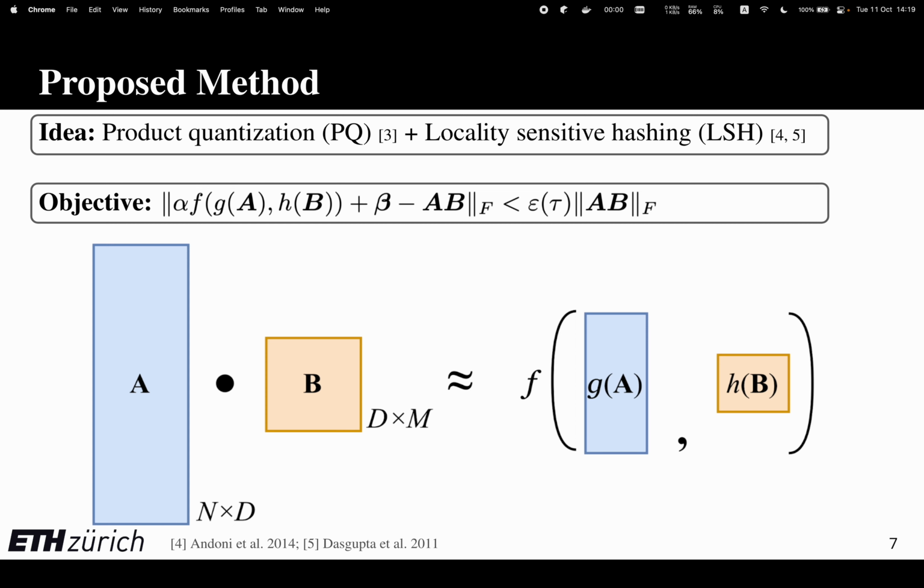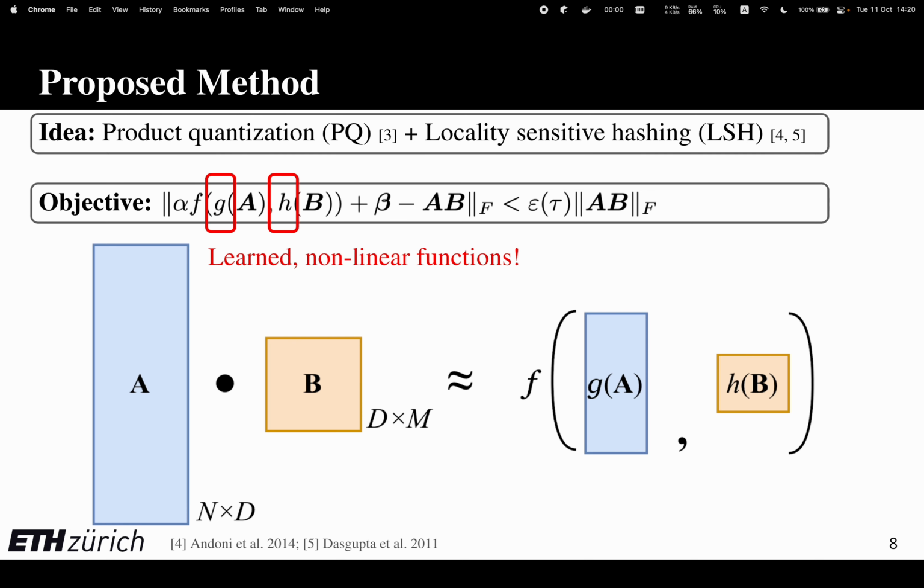In this case, what we want is to learn three functions: the encoding function of A, the table construction function h of B, and then the aggregation function f. To be clear, these functions are not linear. They are not the linear projections we had in existing AMM methods. They are learned, and we'll see how the learning process goes.